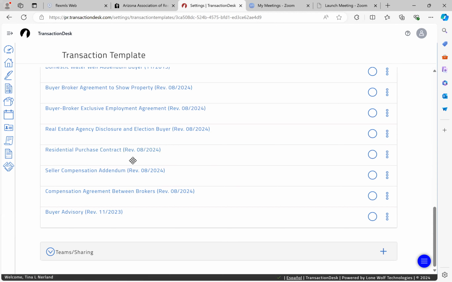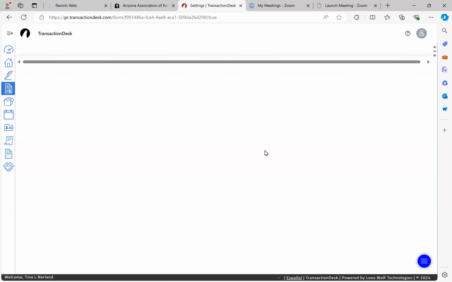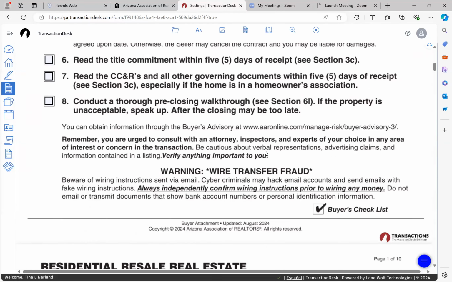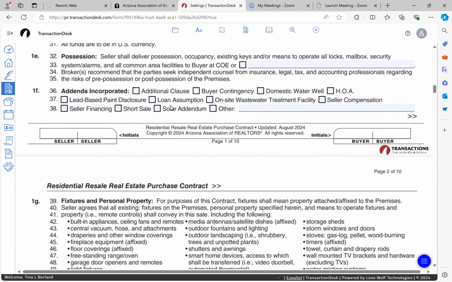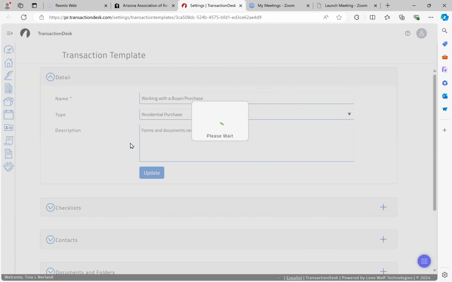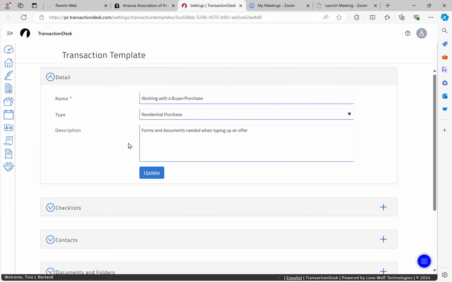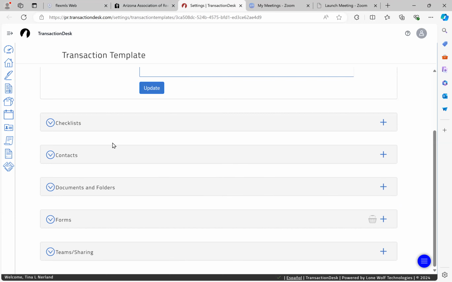Because this is a training class, I'm quickly going to show you on the contract. Right here, line 37, seller compensation, that should be checked on all your offers. And the seller compensation has to be included in your offer. Let's look at the unrepresented buyer disclosure.